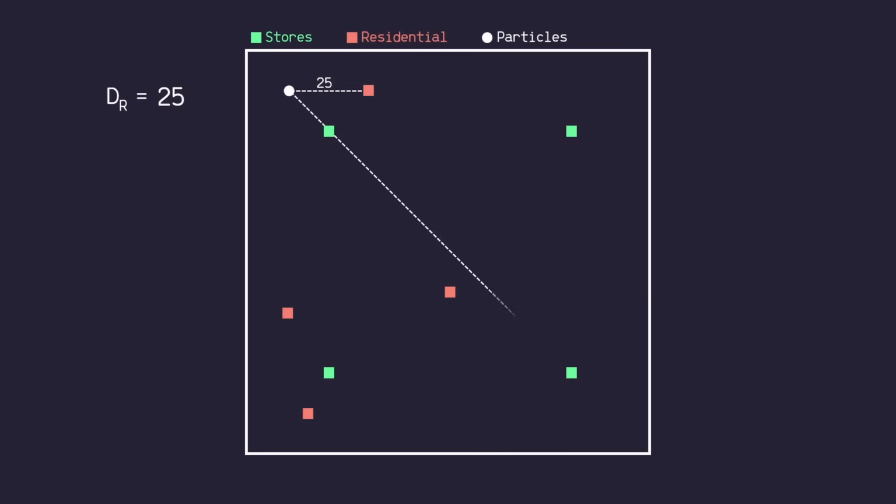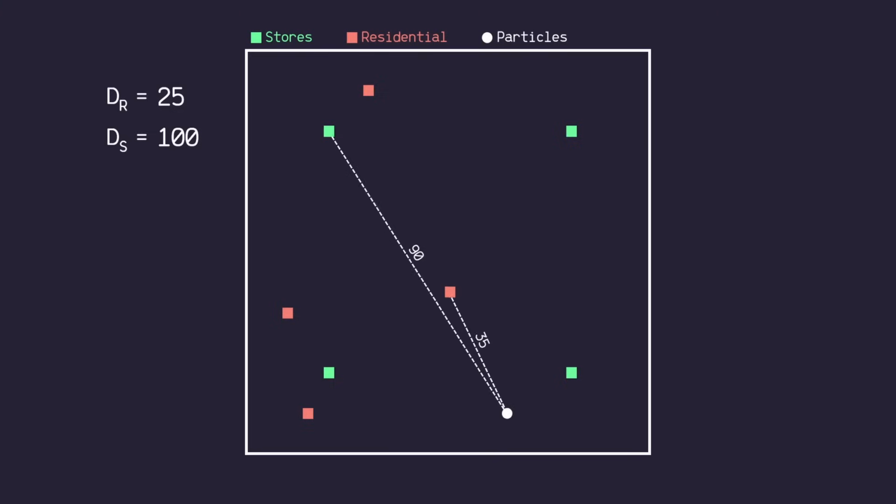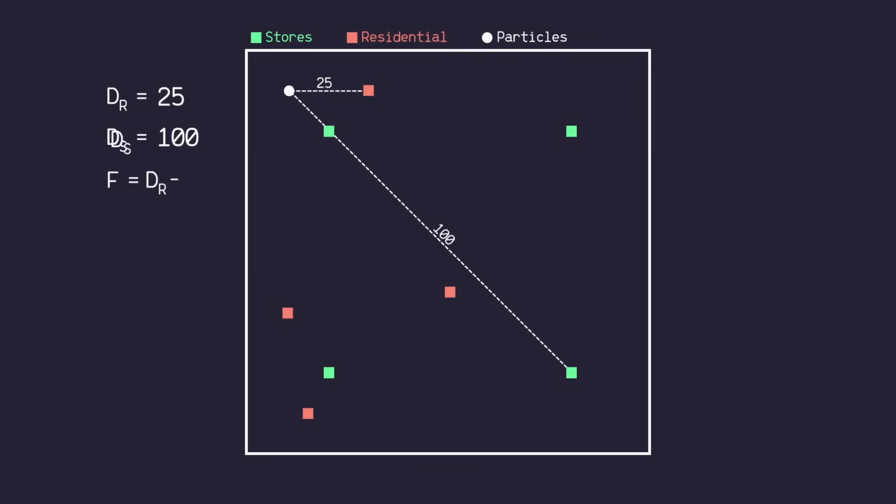We then find the furthest store and record its distance. We track the furthest store for the same reason, as it represents the worst case scenario for distance to stores. Now, it's important to note that the closest residential area and furthest store will change depending on where the particle is. But to compute a fitness score for this particular location, we take the distance to the closest residential area and subtract the distance to the furthest store.